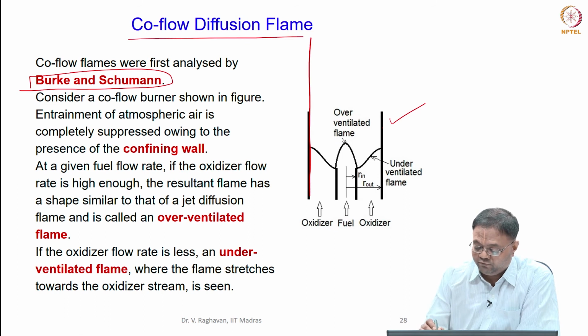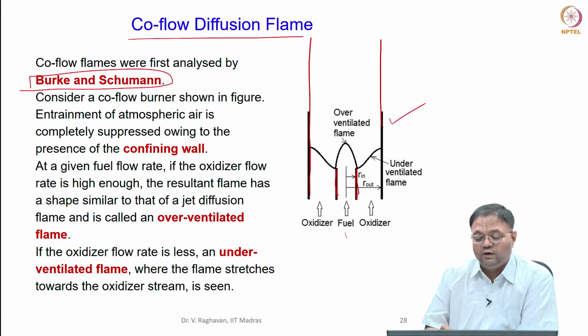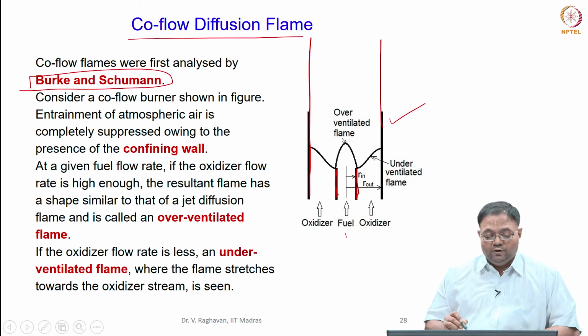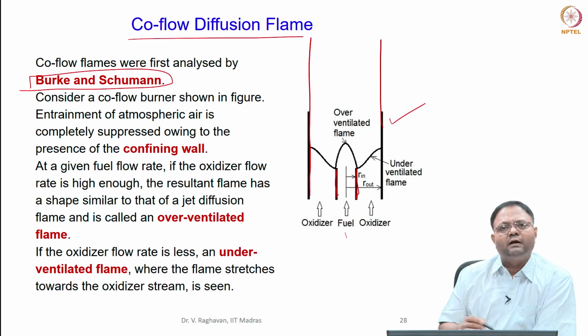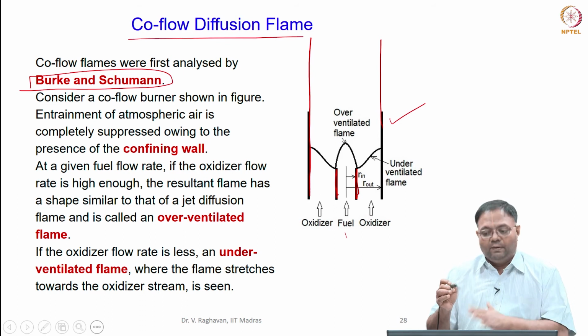confinement. Okay, there is a confinement like this, and there is a flow of fuel in a central tube. Fuel is supplied, and oxidizer air is supplied in an annular region. And please understand that this is the co-flow burner Burke and Schumann used, and theoretically and experimentally they analyzed the flames. So they saw two types of flames basically.